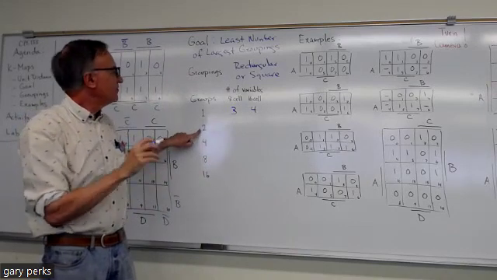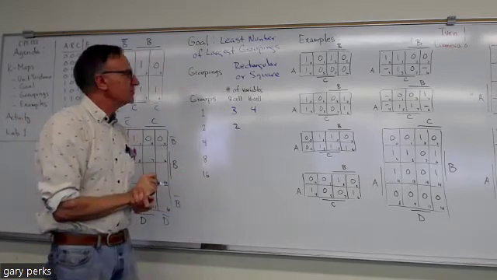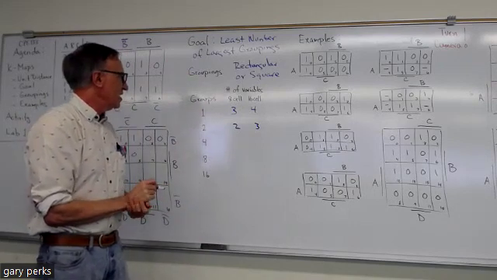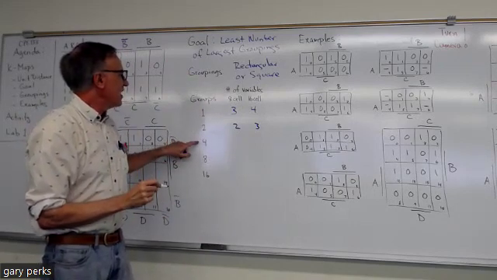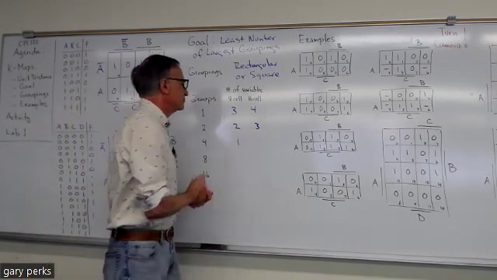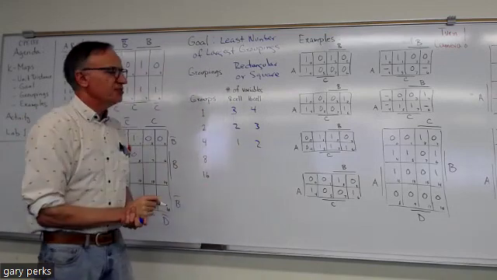Okay. If you have a grouping of 2 and it's an 8 cell, you're going to have a 2 variable term. A 16 cell will give you a 3 variable term. If you have a group of 4 in an 8 cell, that's going to give you just a term with 1 variable. In a 16 cell, it's a 2 variable term.